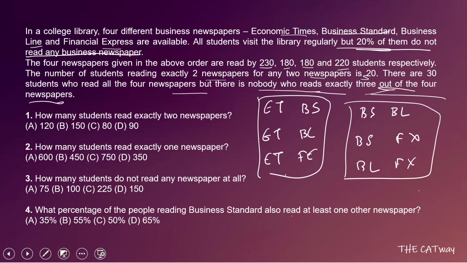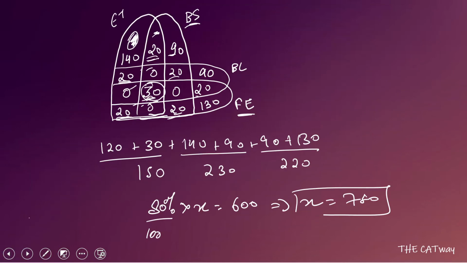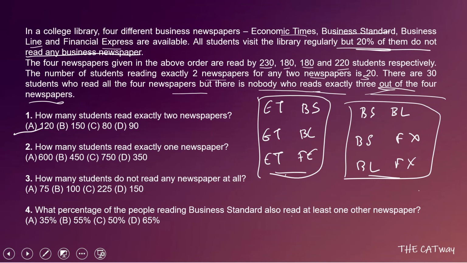Let's check out what are the questions asked. How many students read exactly 2 newspapers? The answer is going to be 120 because there are 6 pairs, each pair with 20 students. How many students read exactly one newspaper? Let's calculate it. It will be 140 plus 90, 230. 230 plus 130, it will be 360. 360 and 90, it will be 450. So the answer will be option number B, 450.